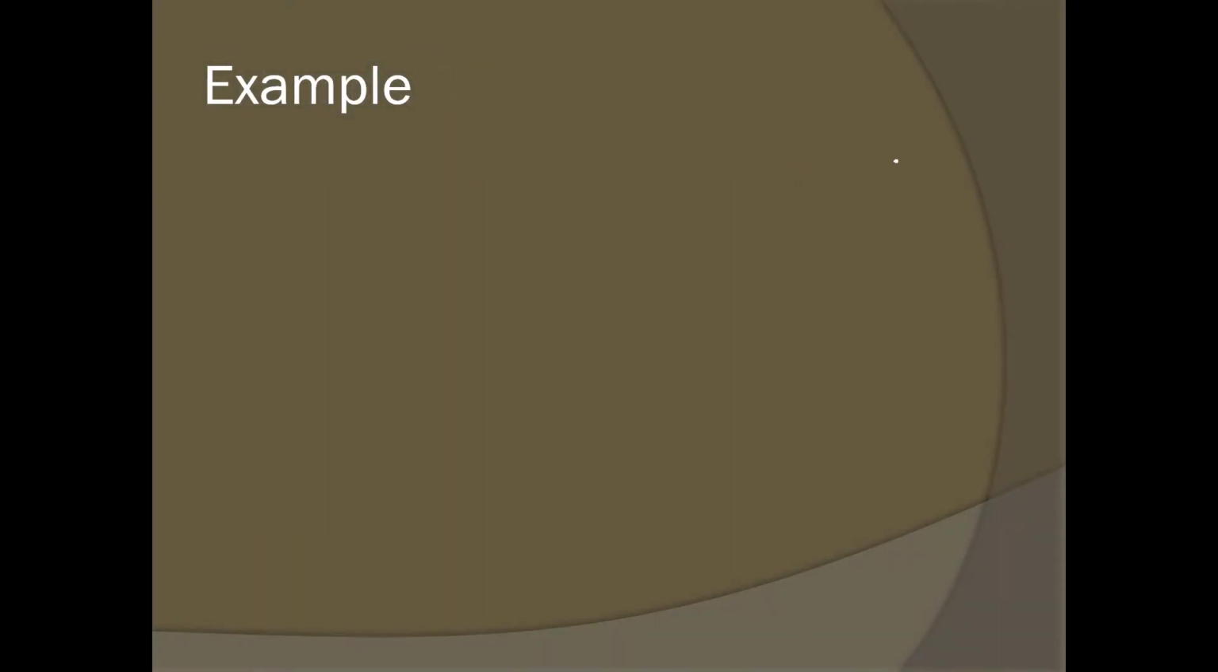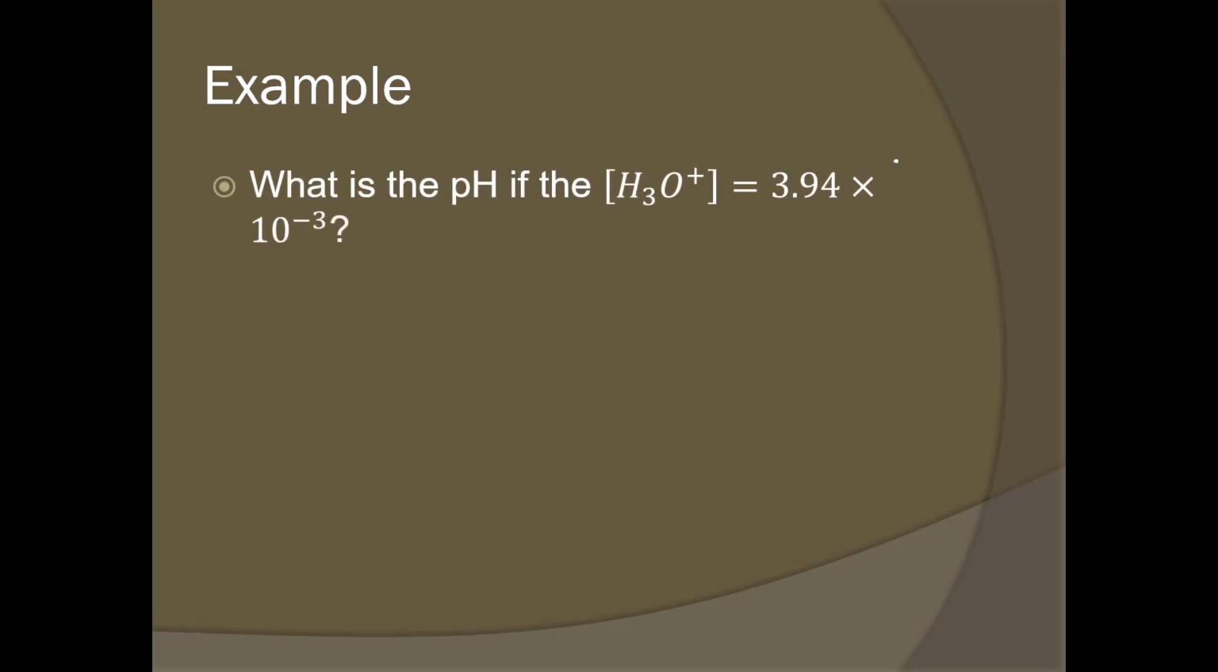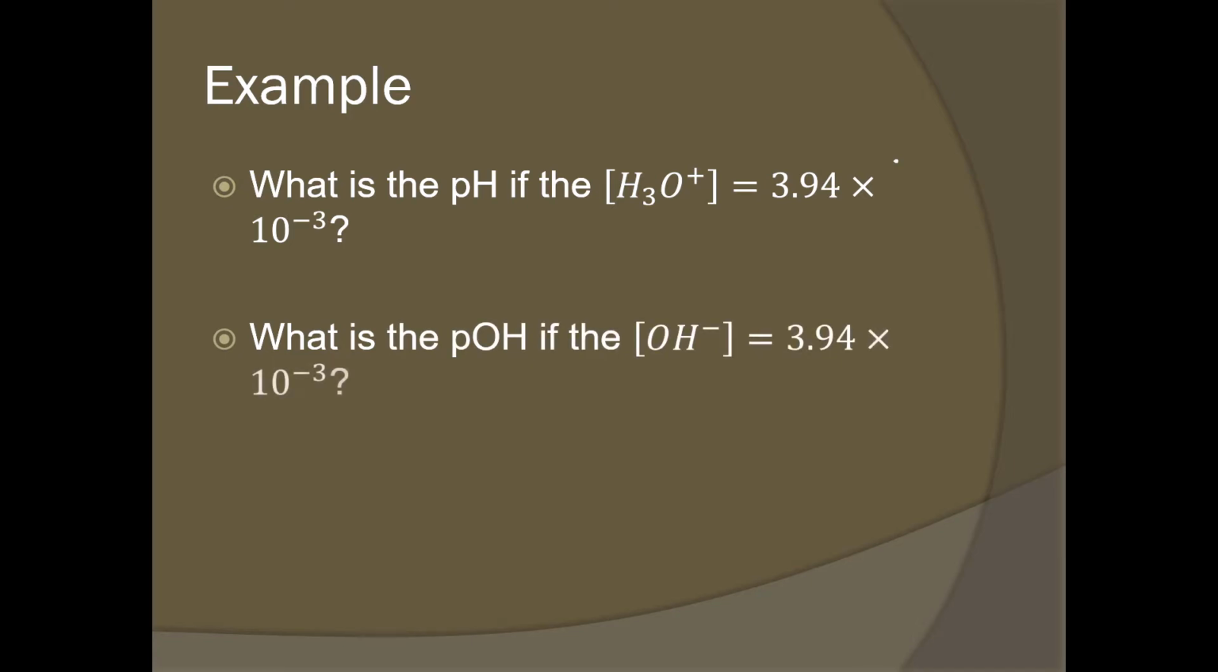Here's some quick examples of how to calculate the pH. We'll calculate the pH if the concentration of hydronium is 3.94 times 10 to the negative 3. And then we'll do the same thing for calculating the pOH if the concentration of OH minus is 3.94 times 10 to the negative 3. I realize I should have probably picked different numbers, but that's okay. The process is still the same.